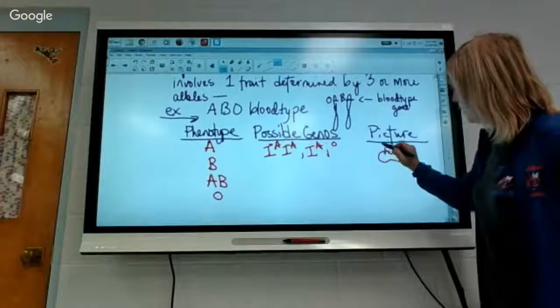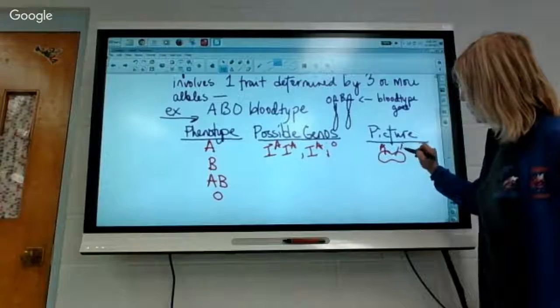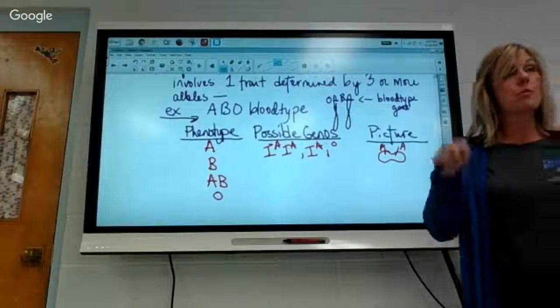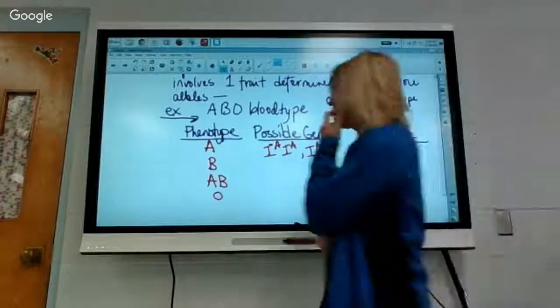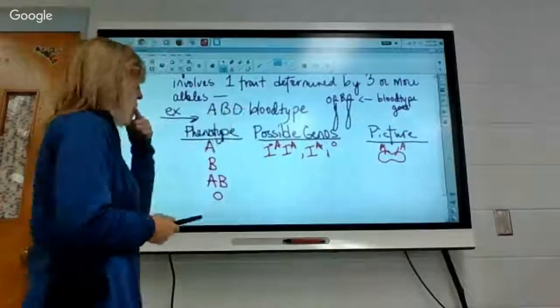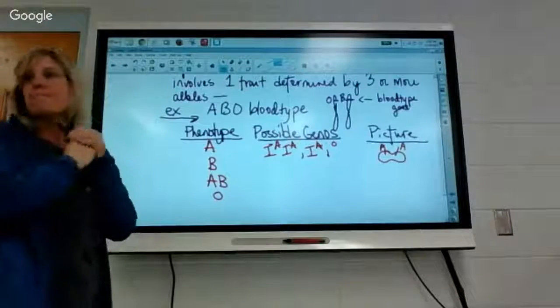If you have A blood, you're going to have A markers on the cell membrane. So you're going to have those protein markers that make your blood A on the red blood cell. All right. What are our options for B?